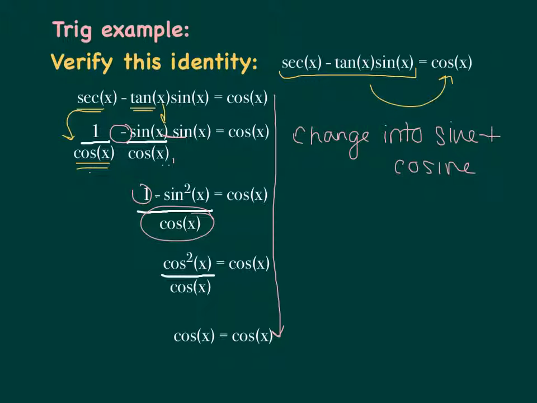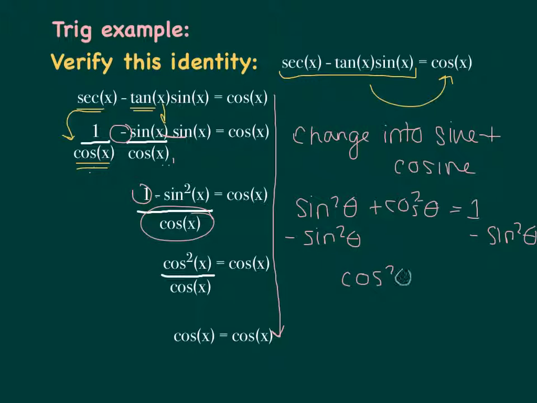x, all over cosine. Okay, now the next tip I have is that whenever you see a square, like a sine squared, a cosine squared, something like that, you're probably going to use a Pythagorean identity. Now we know that the sine squared plus the cosine squared equals 1. Well, I don't have sine squared plus cosine squared here. What I have is 1 minus sine squared. So what if I subtract sine squared from both sides of this identity? Now I have that the cosine squared equals 1 minus the sine squared.